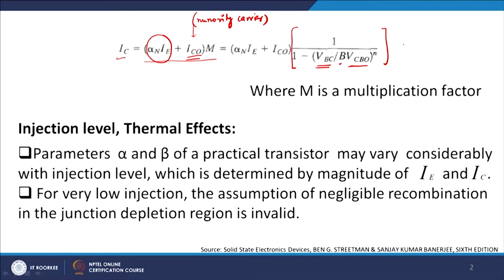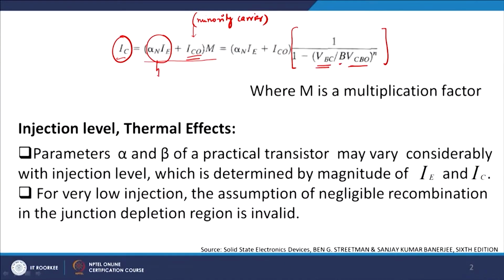Now, depending on the value of m, which is a positive integer, we would expect to see IC to be large or small. We also see that there is a contribution. This is the majority carrier contribution, and this is primarily the minority carrier contribution.